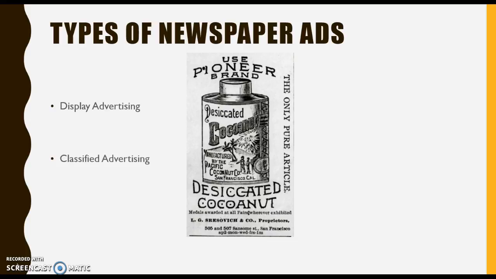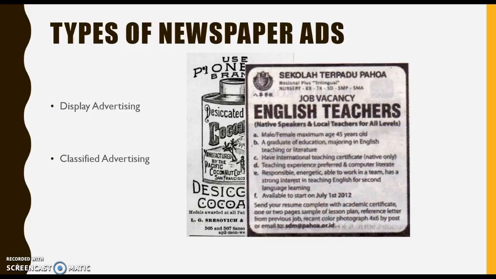Classified advertising is arranged under subheads according to the product, service, or offering being advertised. Employment, real estate, and automotive are the three main categories of classified.